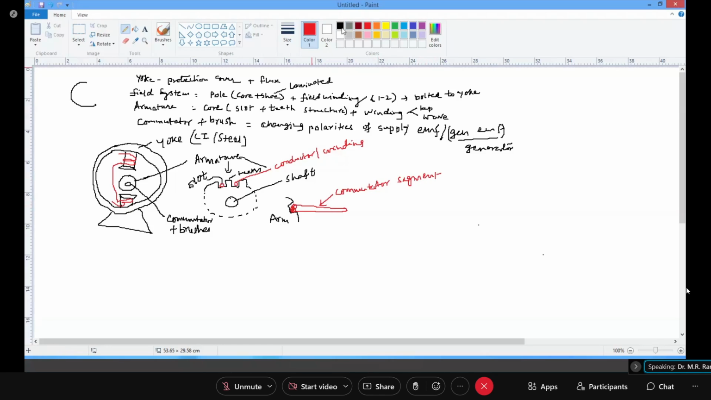Like this you may have more, I'll just draw one more so that it becomes clear. So here there is a commutator, that is a thick copper bar connected to the armature. Between these two, this space is covered by mica sheet, so they are insulated by mica sheet. Like this, each armature conductor will be connected. So this is my commutator segment.